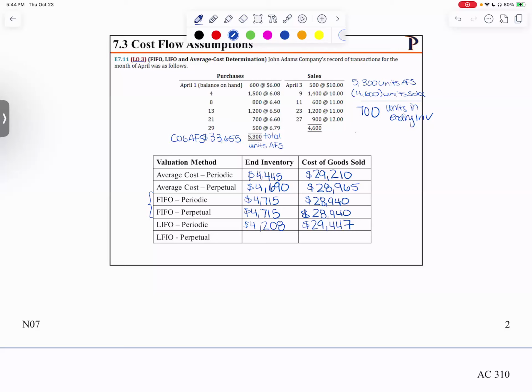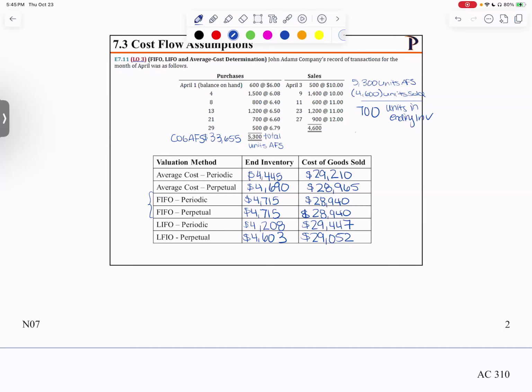Under LIFO perpetual, our ending inventory was $4,603, and then our cost of goods sold is 29,052. So we can see that our cost of goods sold and our ending inventory under LIFO periodic and perpetual are different. And so that's because under the perpetual system, we can only sell what we have. Whereas under the periodic LIFO, we assume that everything is available for sale during the period.